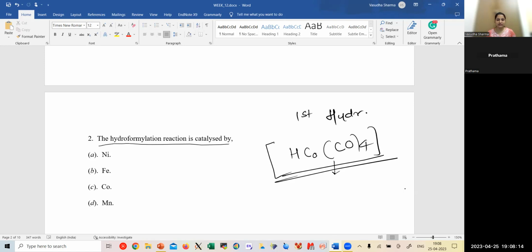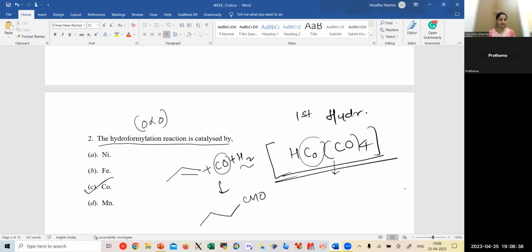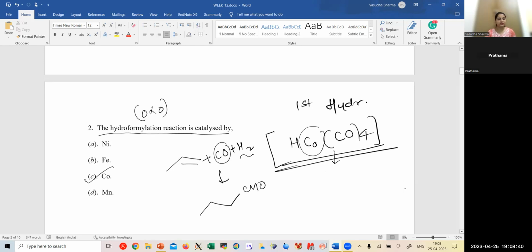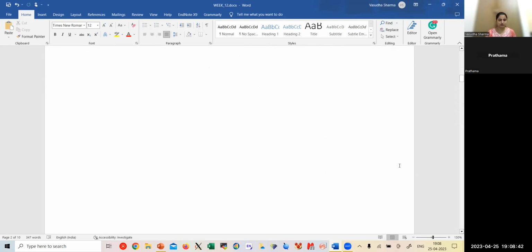So this is the catalyst that is used for hydroformylation, or what we call the oxo process, where we use an alkene and synthesis gas, which comprises carbon monoxide, C double bond O, and H2. It will give you a CHO group with one carbon more. And this is the catalyst which we use. As it involves cobalt, the answer is cobalt. Also, we can use a rhodium catalyst, but that was not an option here.